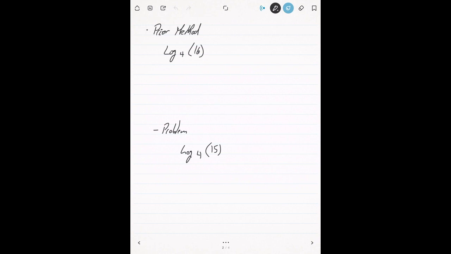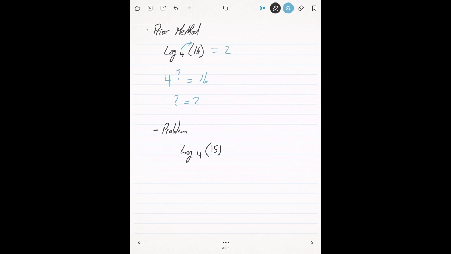Now, in prior methods, we would have an expression like log base 4 of 16, and we would try to find what does this equal. Well, again, this is saying 4 to what power gets you 16. If I rewrote this in exponential form, we would say 4 to some unknown power gets us 16. So that unknown value must be 2. Log base 4 of 16 should in fact be a 2.